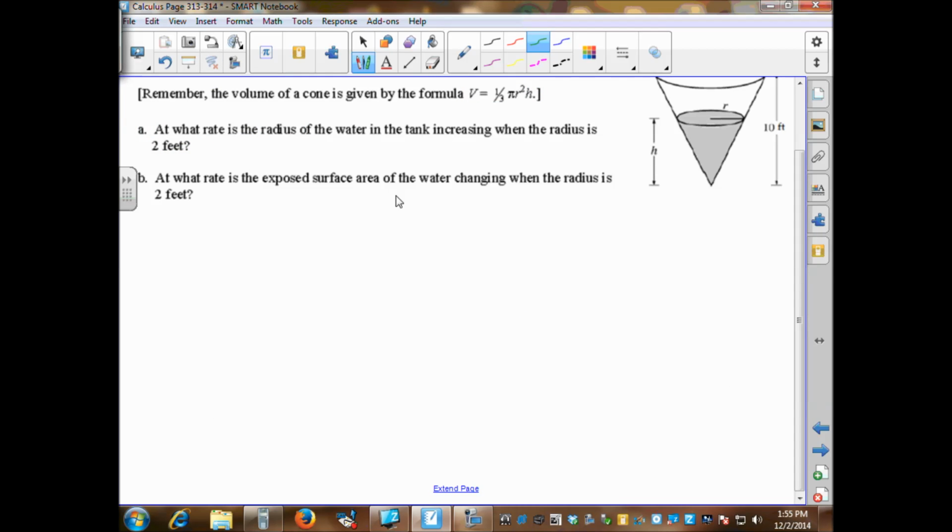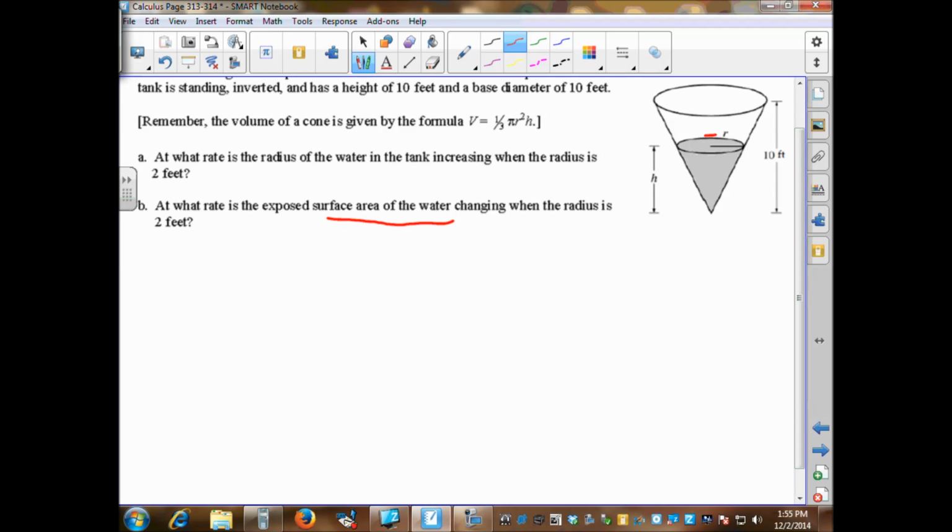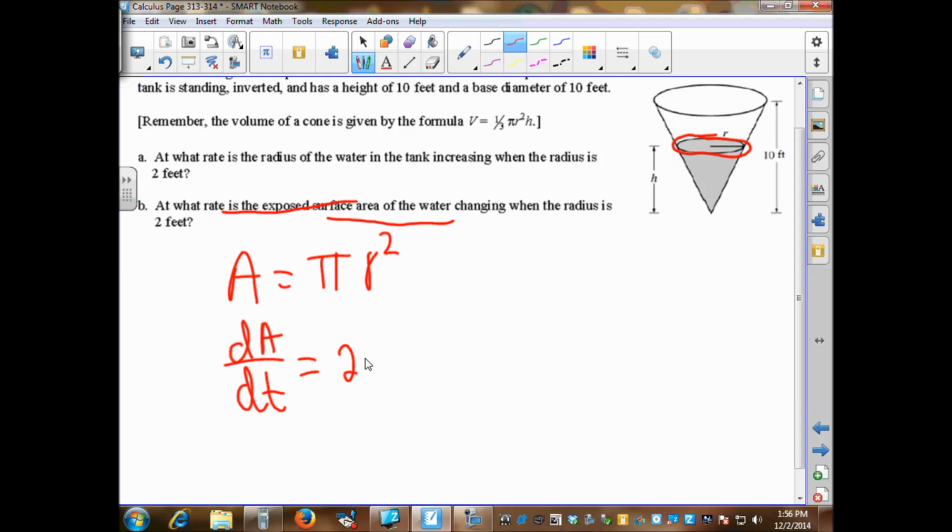Let's look at part B now. They want to know at what rate the exposed surface area of the water is changing. Well, first of all, the area of the water surface is that circle right there. So they really want to know the rate of change in area. So we're going to be dealing with the area of a circle. And we want to know this. So we have dA over dt equal to 2 pi r dr dt.